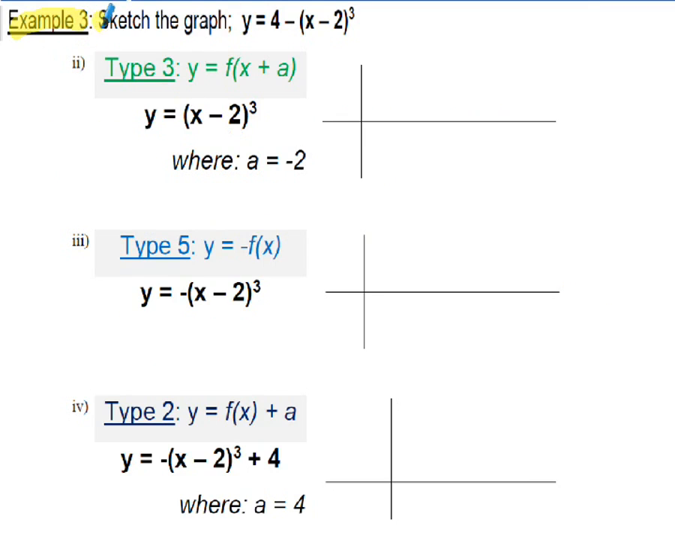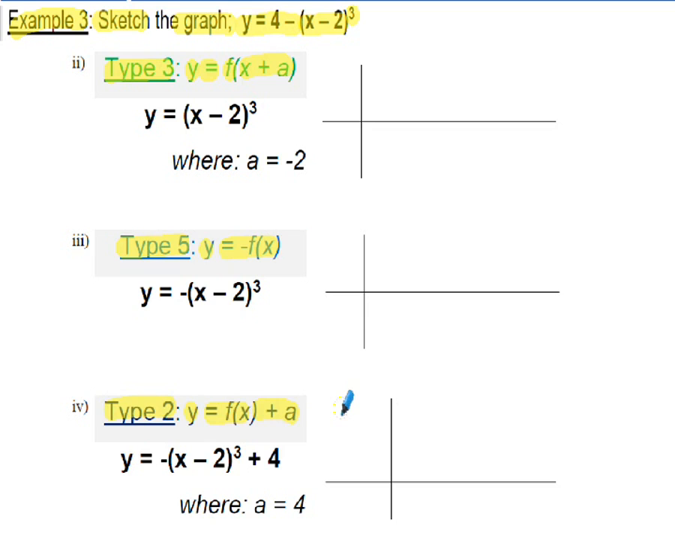Example 3, we're asked to sketch the graph of y is equal to 4 minus, in brackets, x minus 2 all cubed. We're going to break this down into 3 separate transformations. So we're going to use a type 3 transformation of the form y is equal to function of, in brackets, x plus a, a type 5 transformation of y is equal to negative function of x, and a type 2 transformation of y is equal to function of x plus a.